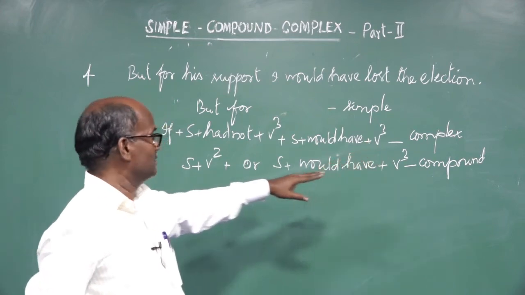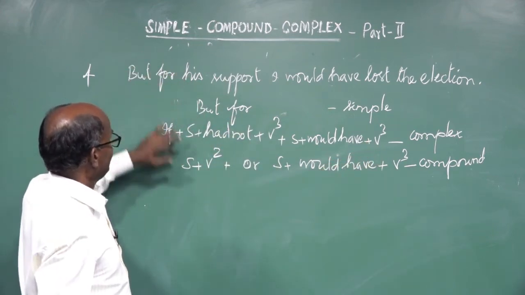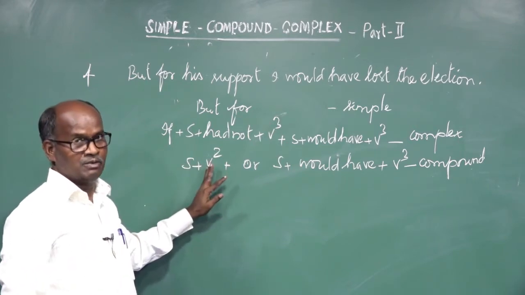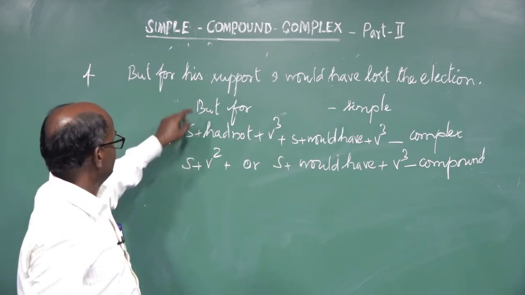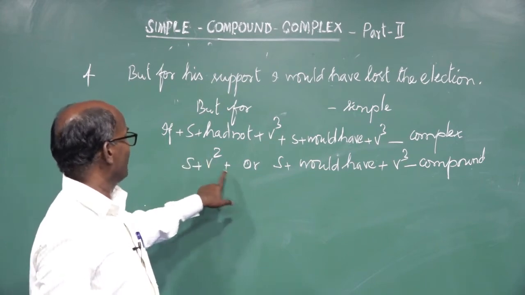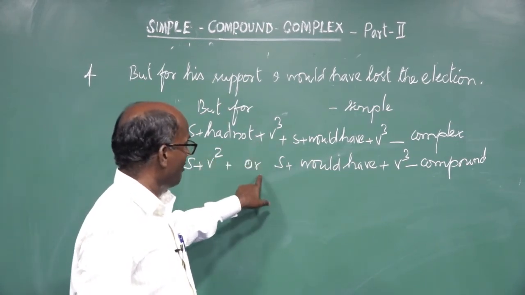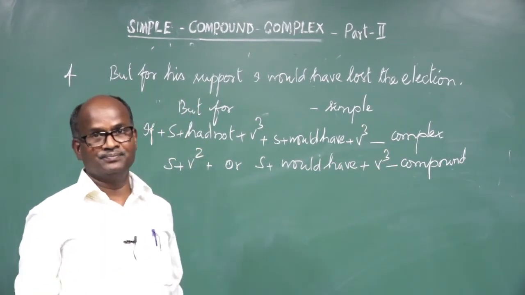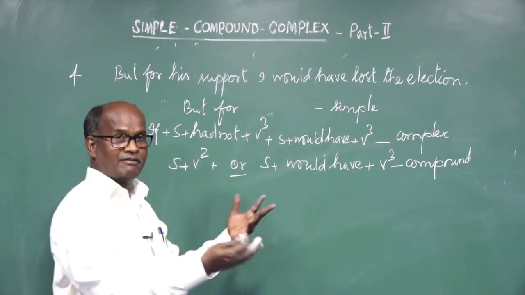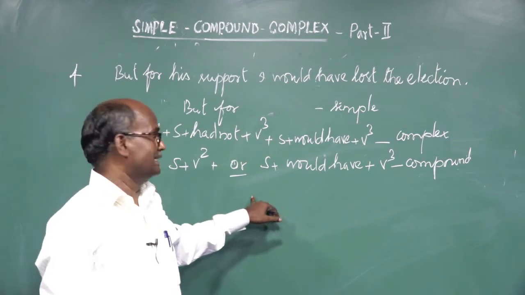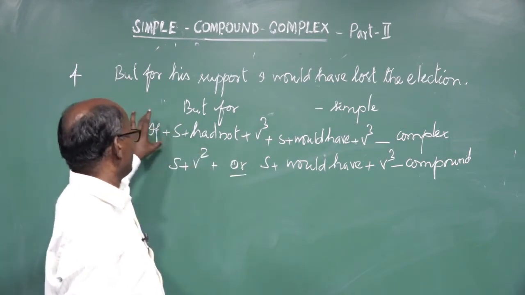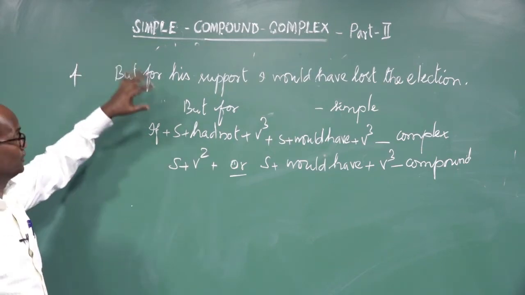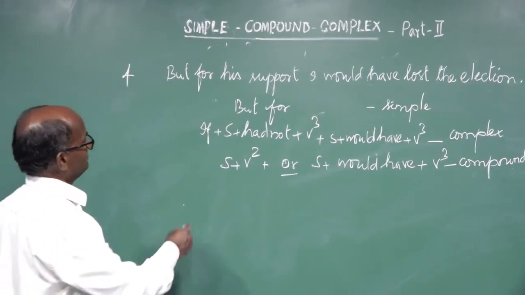That is in complex. For the compound form, we are going to change slightly here. Subject plus verb second form, that is, he helped me, or he supported me, or I would have lost the election, or else, otherwise. These are all equivalent conjunctions for compound. For complex, if. Now we are going to transform this form to the other two forms.